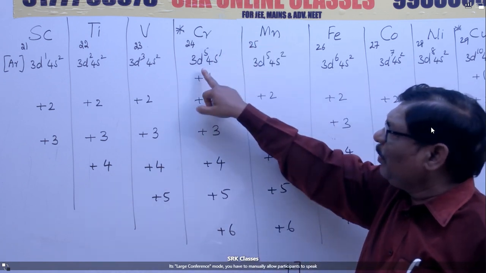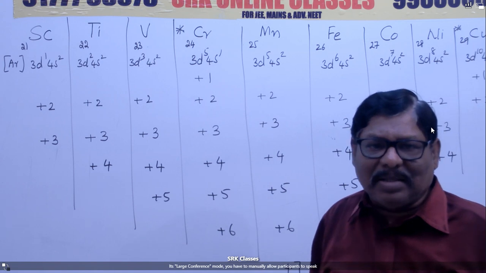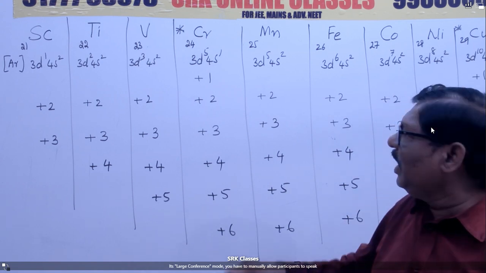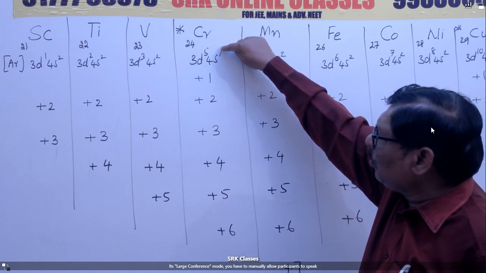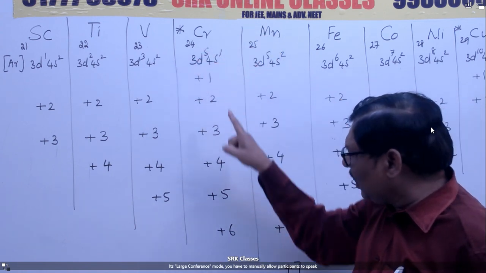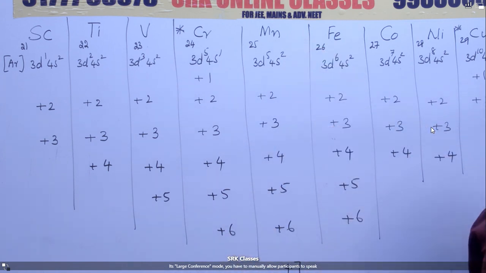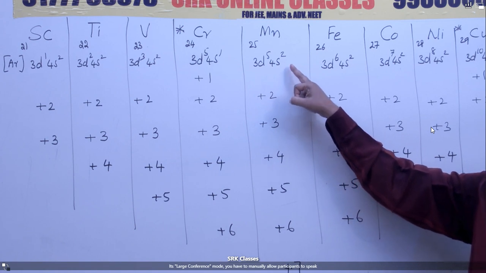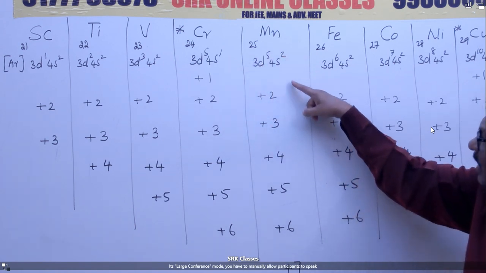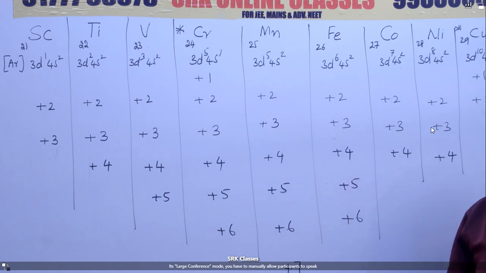Therefore, here I have not represented d4, I represented d5, which is the anomalous or abnormal electronic configuration, 3d5 and 4s1. One electron is removed from the outermost shell, +1. All the electrons are removed, it shows +6 oxidation state. Similarly, manganese. Atomic number is 25, 3d5 and 4s2. Total 7 electrons are there. See, I have removed all the 7 electrons, giving +2 to +7 oxidation states.